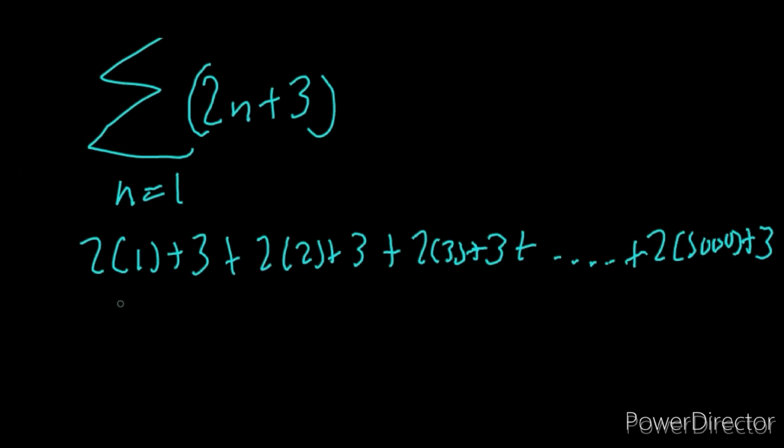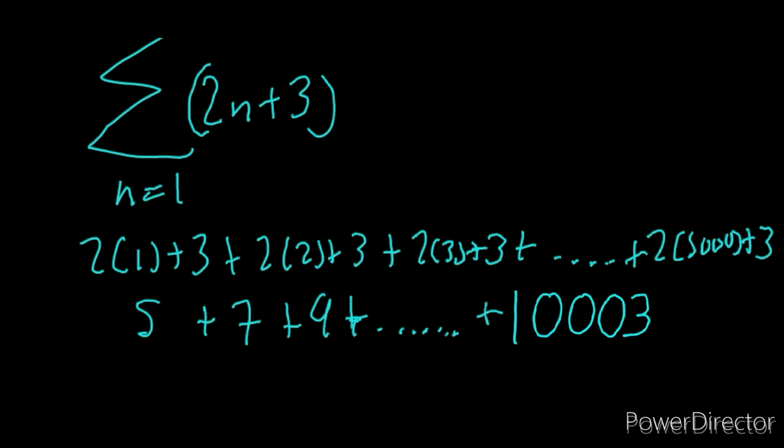So let's simplify this. 2 times 1 is 2 plus 3 is 5. And then 2 times 2 is 4 plus 3 is 7. So already we can see that the next number will be 9. 2 times 3 is 6 plus 3 is 9. From here we can easily predict the next one. We know that the next one will be 11 and 13 and so on. Alright, so 2 times 5,000 is 10,000 plus 3 is 10,003. So there we have it. They asked us to expand it to the first 3 terms and the last term.